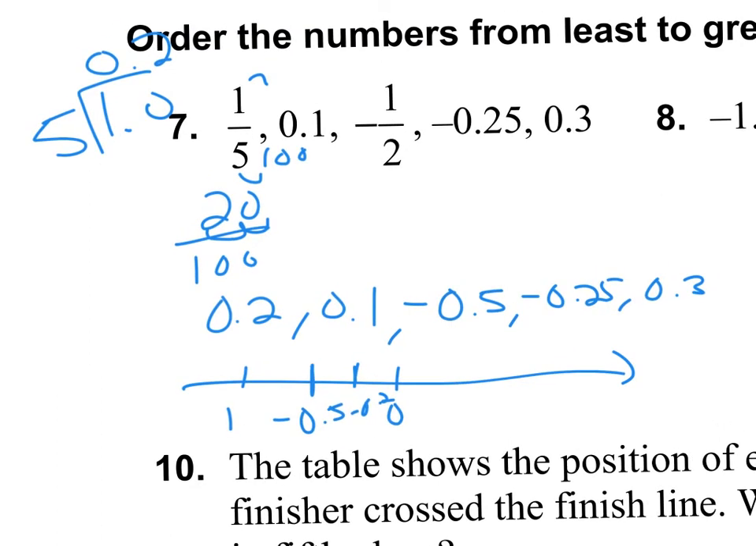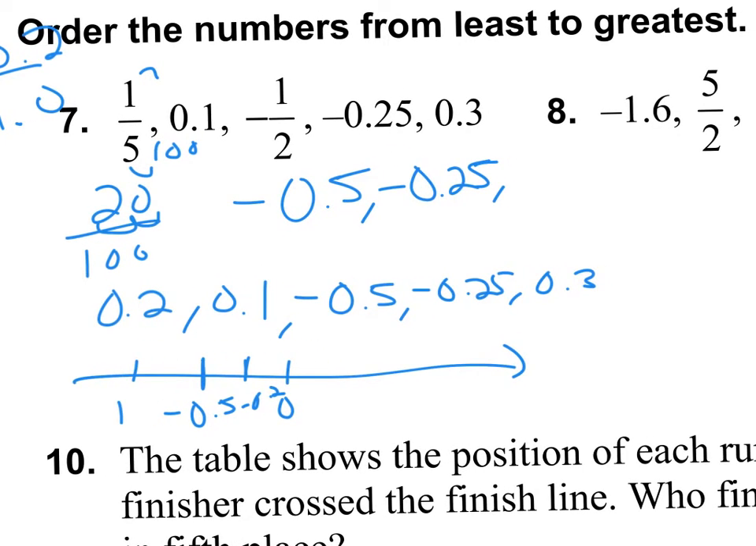So if I'm going least to greatest, I'm going to go ahead and write negative 0.5 goes all the way over. So I'm going to start here, negative 0.5, then negative 0.25 here, comma. Then I go to look at my positive values. So now I'm looking at my positive values, 0.2, 0.3, or 0.1.